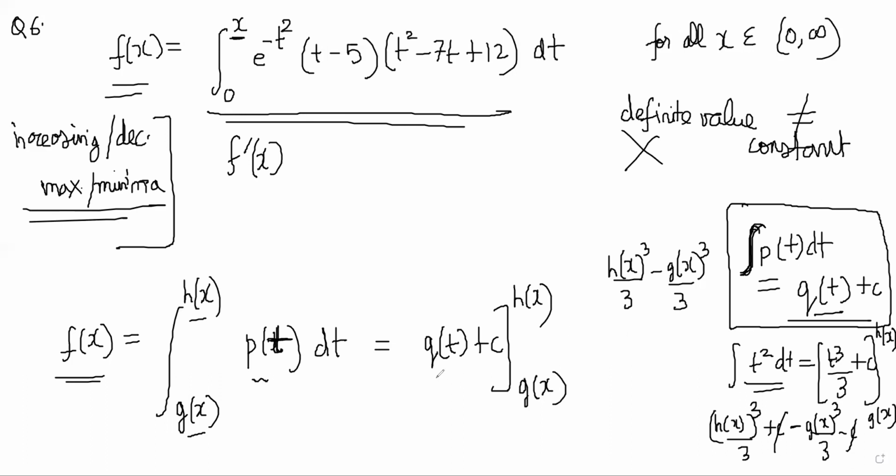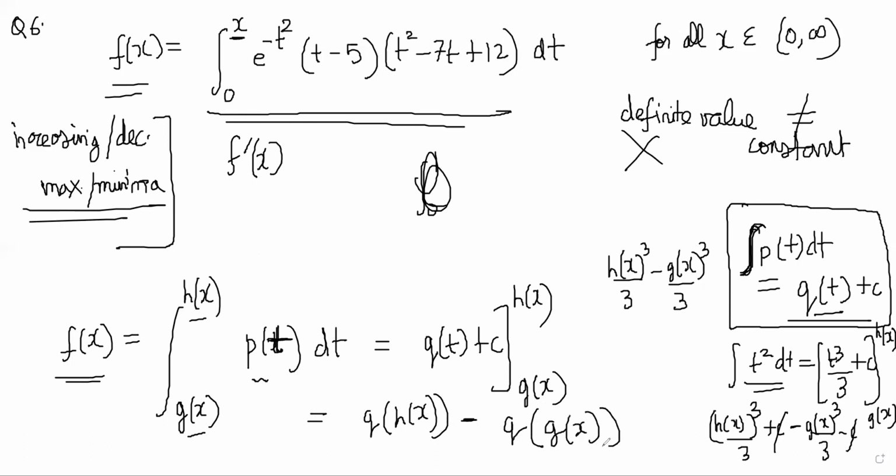Correct. This is how you calculate an integral from 0 to 1. Once you integrate, you have to put the values in, right? So it would have become q of h of x minus q of g of x, right?